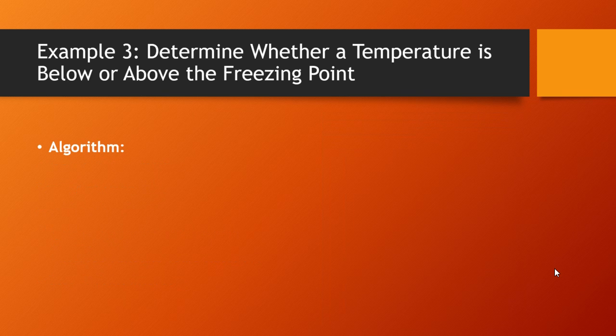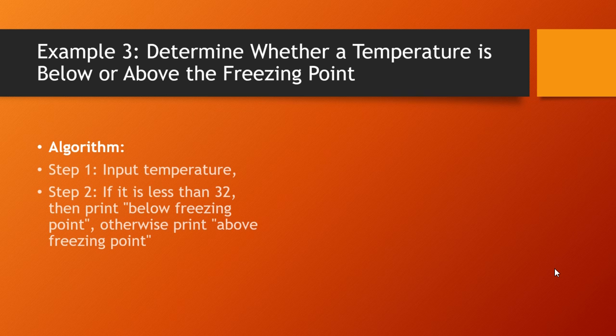Let's have another example. Determine whether the temperature is below or above the freezing point. So first step is input the temperature. Then if it's less than 32, then print below freezing point. Otherwise, print above the freezing point.